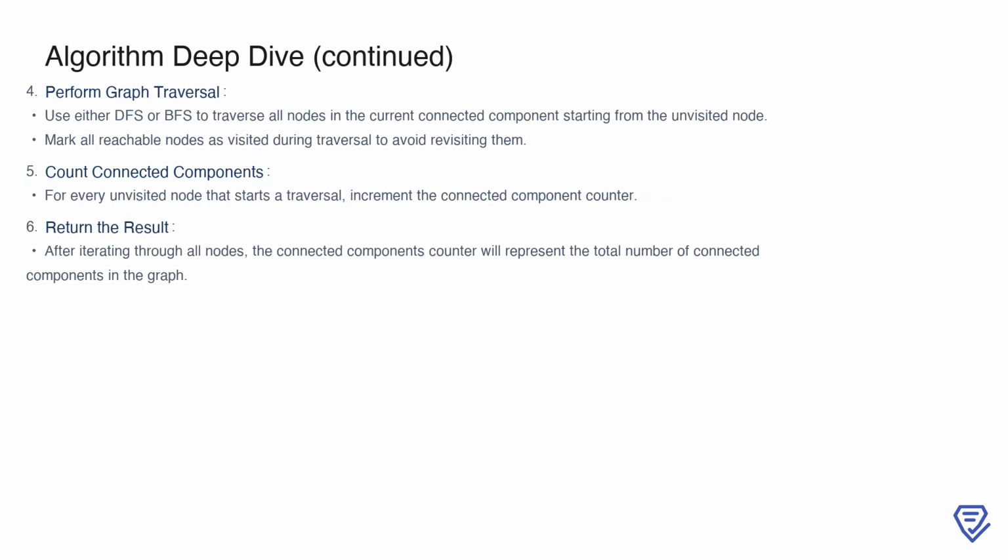To explore a connected component, we perform a graph traversal using either depth-first search, DFS, or breadth-first search, BFS. Starting from an unvisited node, we traverse all nodes in the current component, marking each one as visited. This prevents us from revisiting the same nodes and ensures that the entire component is explored fully. For every unvisited node that initiates a traversal, we increment a counter that tracks the number of connected components. Finally, after iterating through all the nodes, this counter will represent the total number of connected components in the graph. At this point, we can return the count as the result, providing us with the solution to the problem.